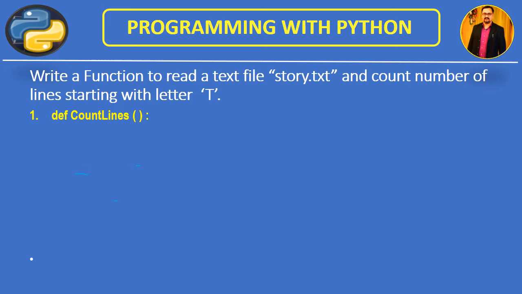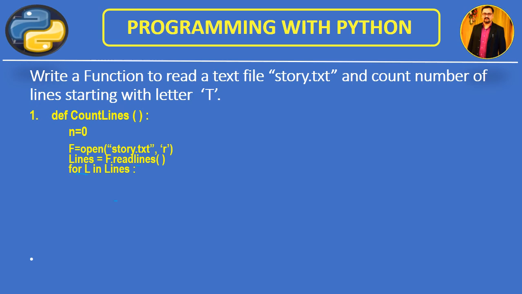So here you have to define the function def count lines, and take a counter n equals 0 to keep track of those lines. And you can see here again f equals open story.txt. Every time we are repeating this statement for opening the file in reading mode, and here lines equals f dot readlines, so you can see here all the lines.